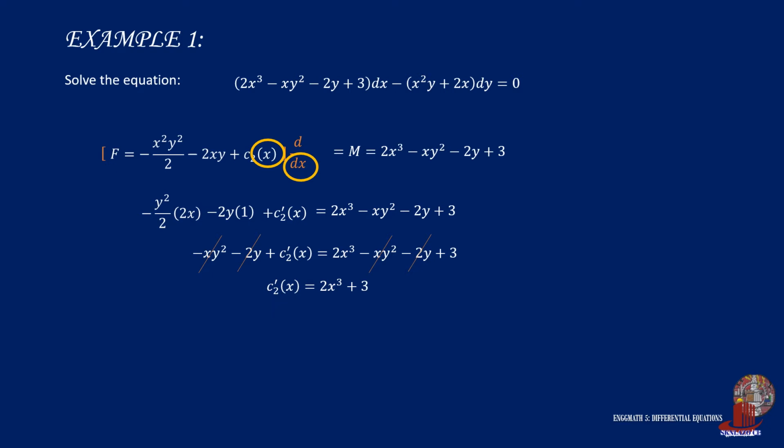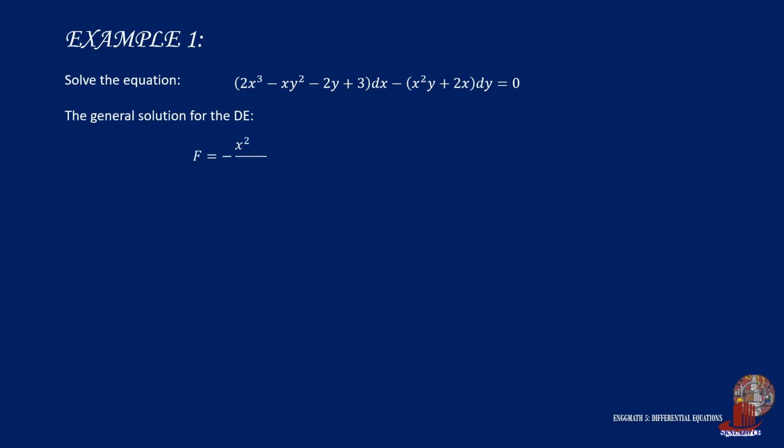Remember that our general solution includes only c and not c prime, so we need to integrate c prime again. So 2x cubed plus 3 will be integrated as 2 times x to the fourth all over 4 plus 3x, which can be simplified as x to the fourth all over 2 plus 3x.